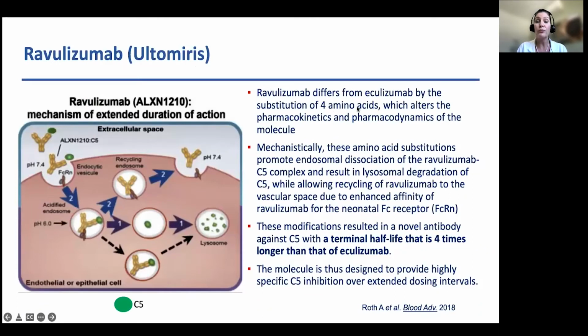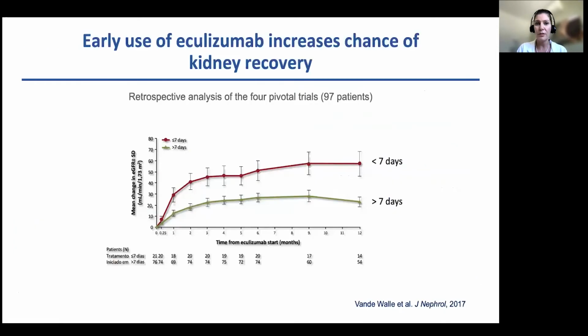Ravulizumab had a change of 4 amino acids, and this was enough to make it undergo a lysosomal recycling, and the half-life of eculizumab, that is 11 hours, has moved to 51 hours in ravulizumab, which means that you can have the infusion in a much longer interval, up to 8 weeks in small children, which facilitates the posology and the logistics of giving this medication.